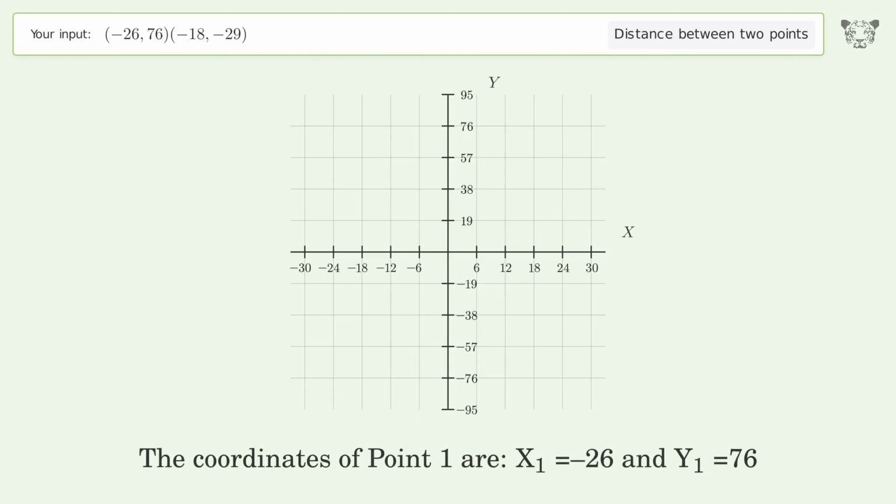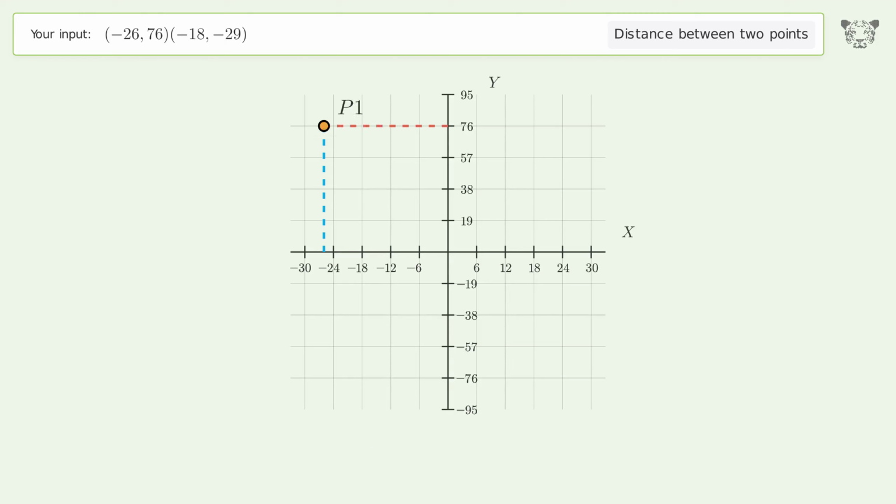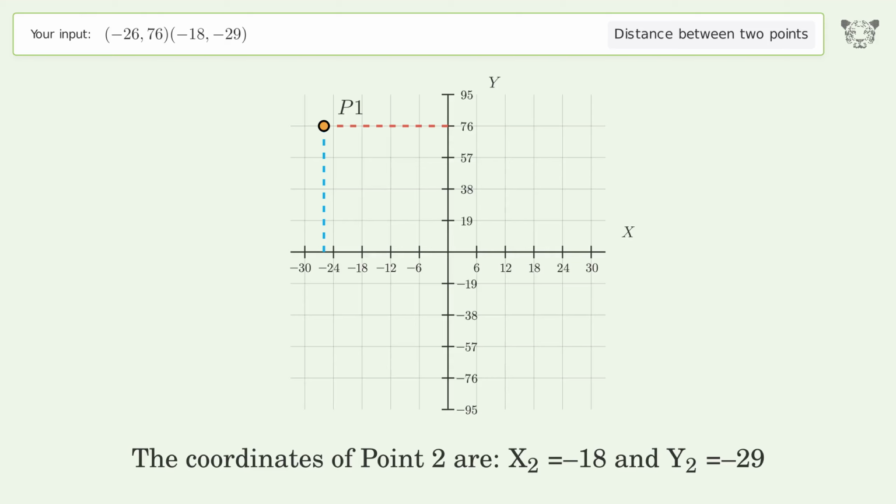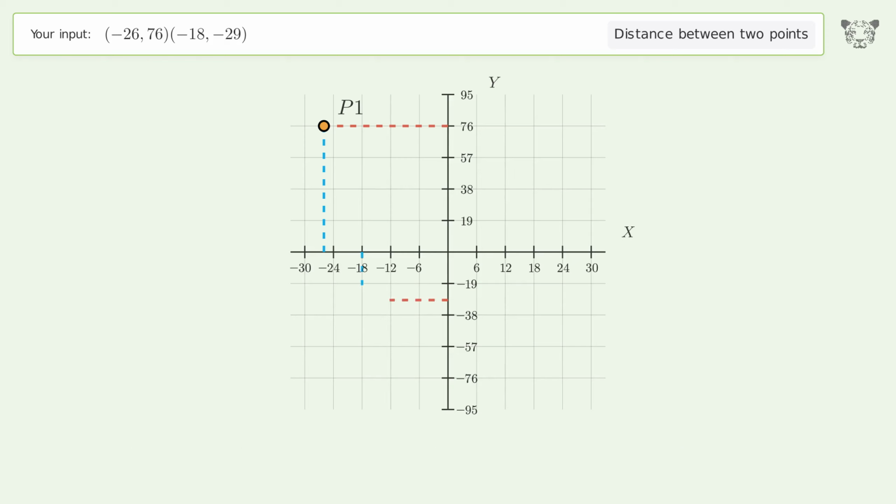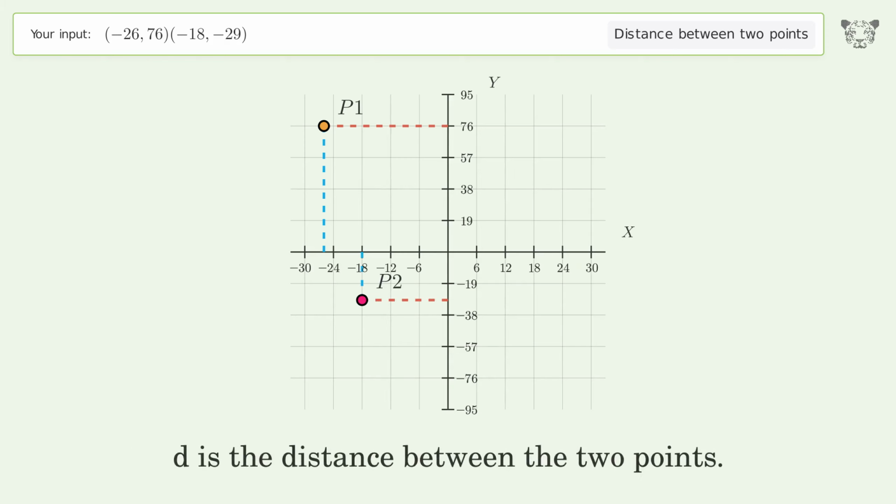The coordinates of point 1 are x1 equals -26 and y1 equals 76. The coordinates of point 2 are x2 equals -18 and y2 equals -29. D is the distance between the 2 points.